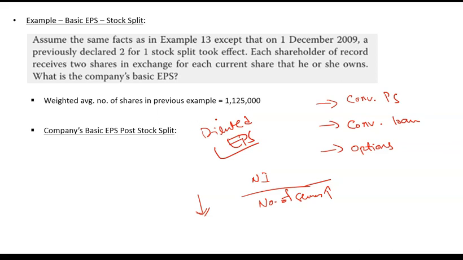So whenever calculating diluted EPS, you assume that anything which can be converted into common shares has been converted into common shares. Let it be convertible preferred stock, let it be convertible loan, or let it be employee stock option. So in that case, your number of shares in the denominator will change, and in certain cases your numerator may also change. That we will do in examples. But as of now, just remember the basic concept that diluted EPS assumes that whatever can be converted into common shares has been converted into common shares.